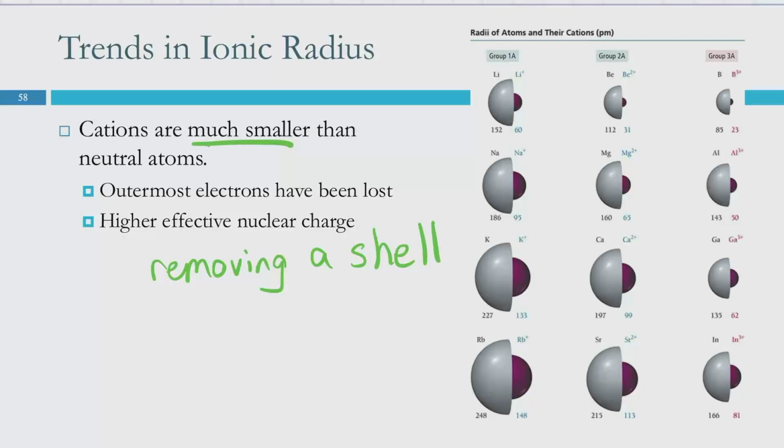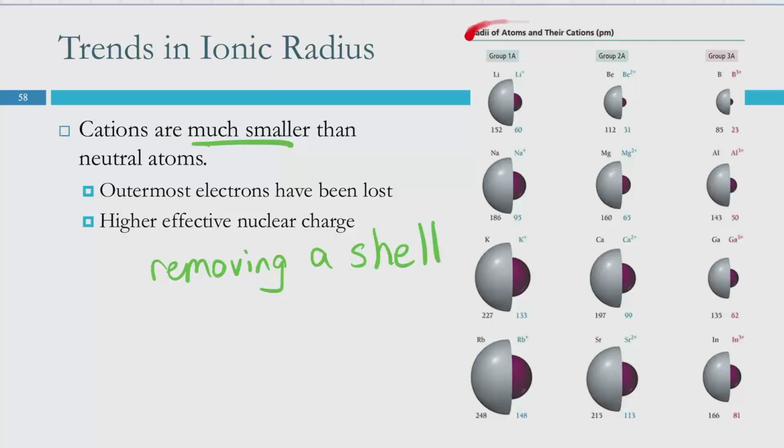We're removing a shell, we're removing a layer, and that's going to make it smaller. This also results in it having higher effective nuclear charge for anything that's left. Even if we're taking a beryllium and not making it a 2+, if we're making it like beryllium plus, because we're removing an electron, it's still going to get smaller because we're increasing the effective nuclear charge, the valence electron shielding effect and all that.